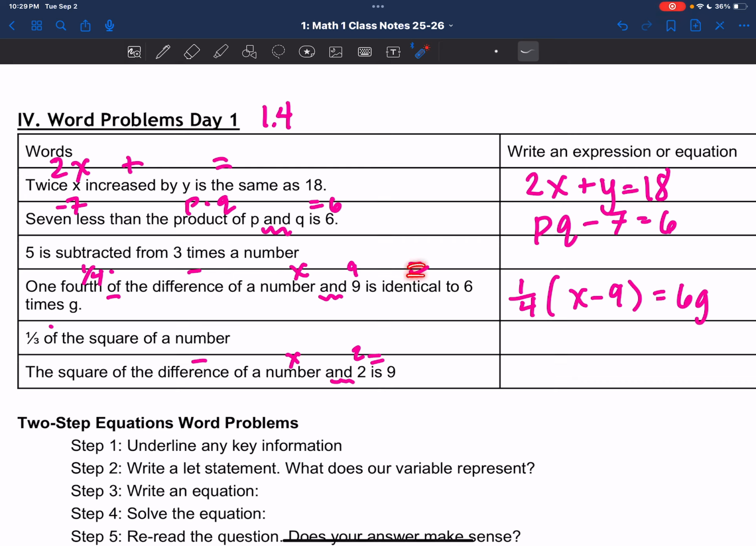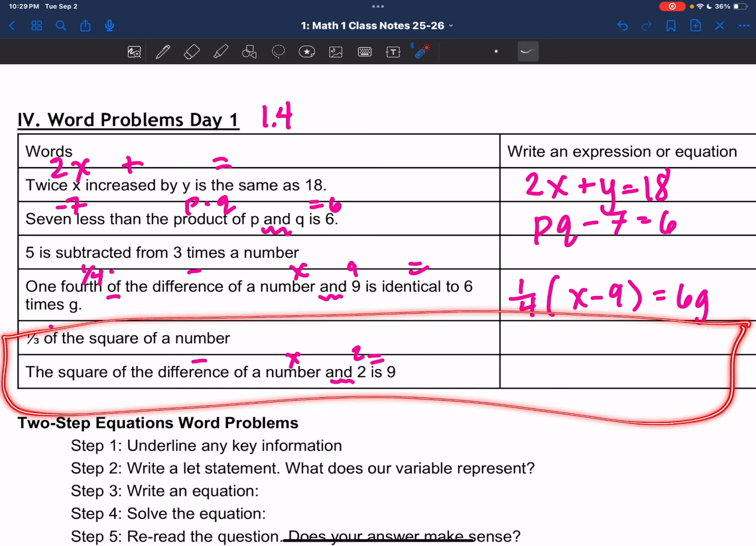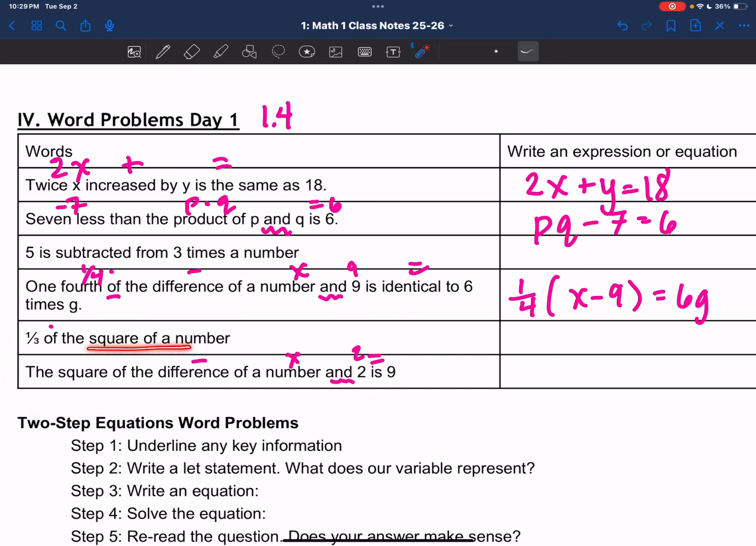When we see identical to, we know it's equal. 6 times g. 6g. All right, I want you to go ahead and try to translate those. This one's a little different because it's a square of a number. So that would be like x squared. All right, and then go ahead and try that one.